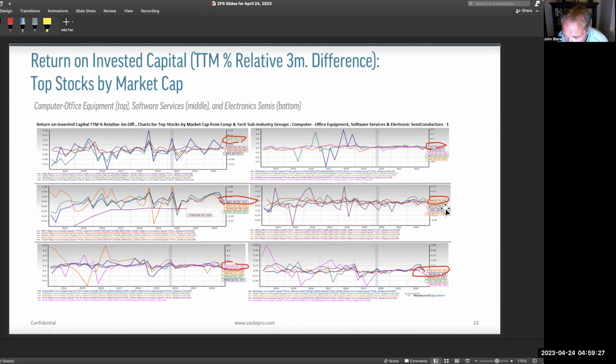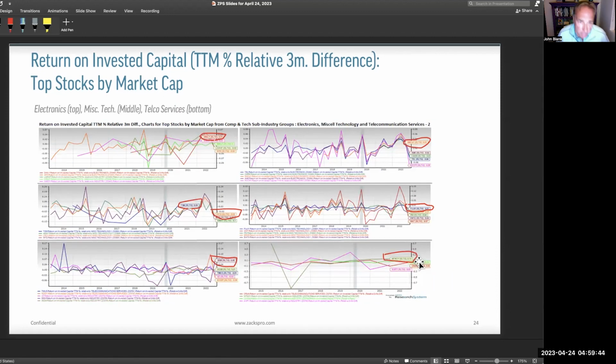IBM is in here. Zoom is in here. Salesforce is in here. Microsoft is in here. Avago is in here. Infineon, great German tech stock, chip maker for the autos. You gotta like it if you like European electrification of vehicles. On to the next one.